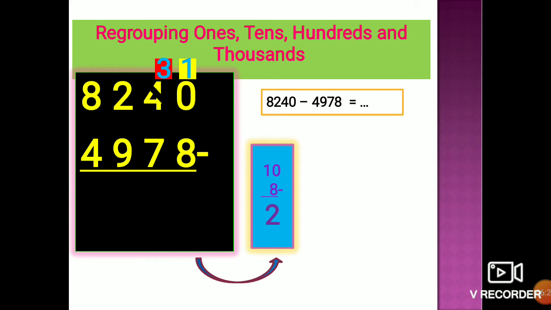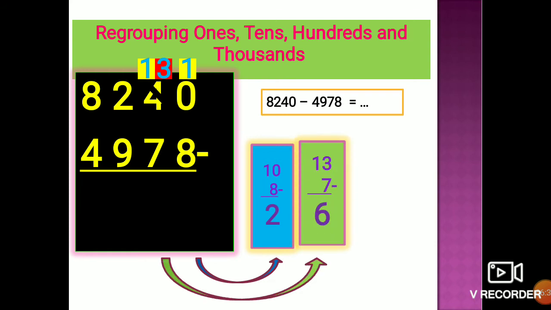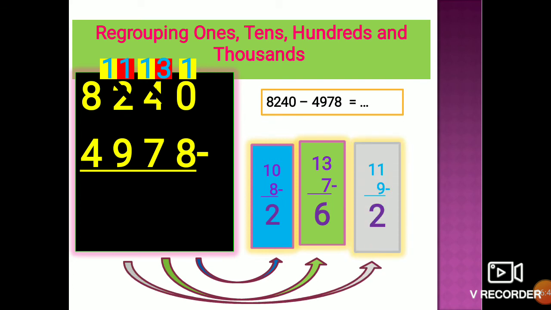Now 3 minus 7. Is that possible? Nope. So we need to borrow 1. So it's becoming 13. 13 minus 7 equals 6. Awesome. Now what happened to 2? It changed into 1. 1 minus 9, would it be possible? No. So we need to borrow from 8. Now 1 becoming 11. 11 minus 9 equals 2.